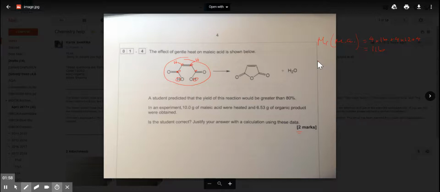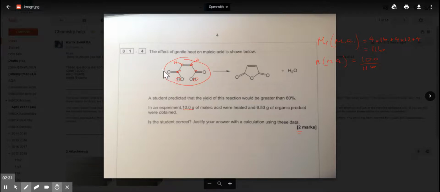So that enables us to work out the moles of maleic acid. Moles is just mass over MR, of course. So mass we get from the question, 10.0, divided by 116. You could work that out as a decimal, but I'm going to leave it just now. You'll see why in a minute. If you can do all your calculations in one go, then you're less liable to make rounding errors. So that's moles of maleic acid.